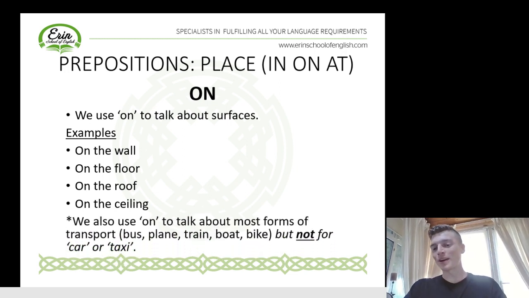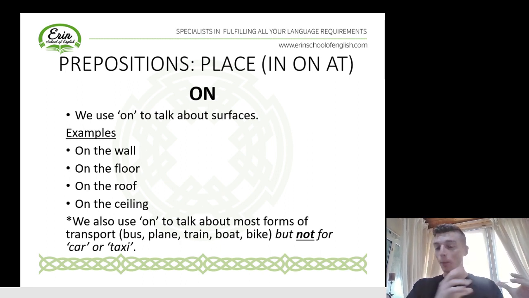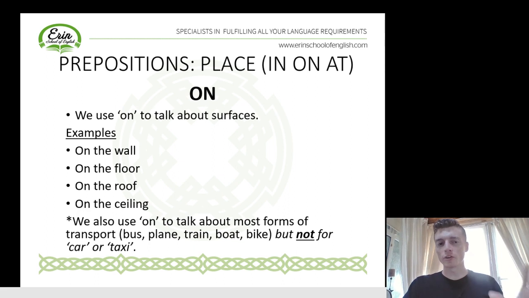Another important point about on. We can use on to refer to most forms of transport. So things like buses, planes, trains, boats, bikes. But be very careful because we don't use it when we're talking about cars or taxis. So for example, I'm on my bike, but he is in the car. All right, really, really good.